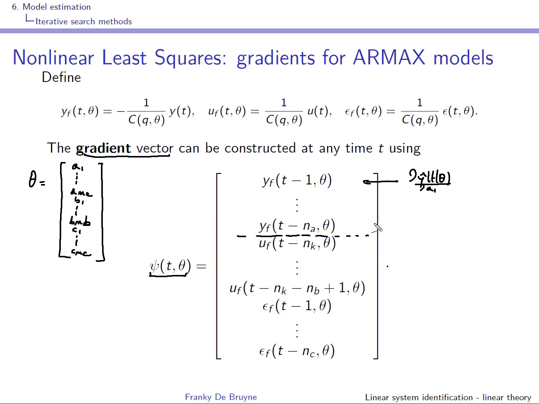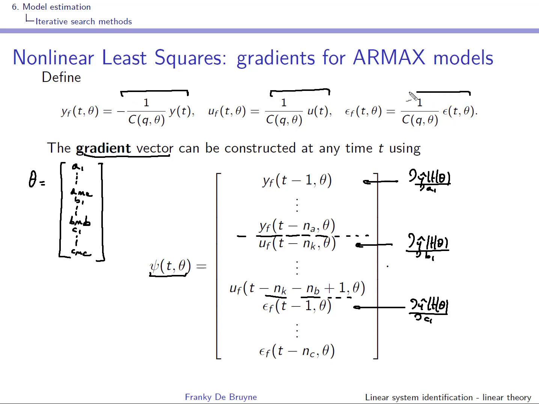So the last one over here will be with respect to A and A, and this one here is the partial derivative of the one step ahead prediction with respect to B1, and here you'll have the partial derivative of the one step ahead predictor with respect to C1. We have seen that these expressions over here and over here involve delayed versions of these signals. This is what we've seen by computing the partial derivatives.